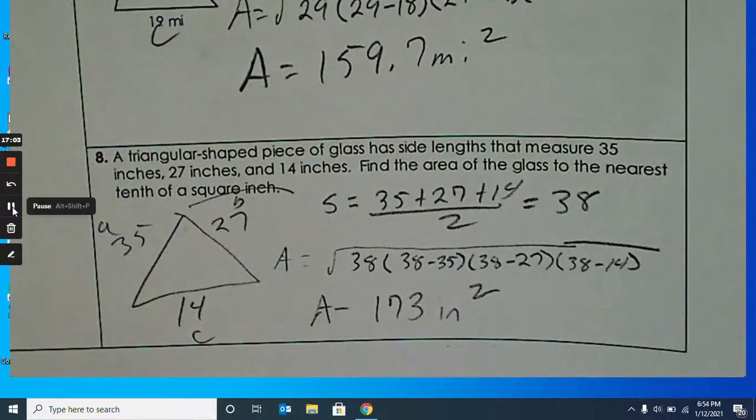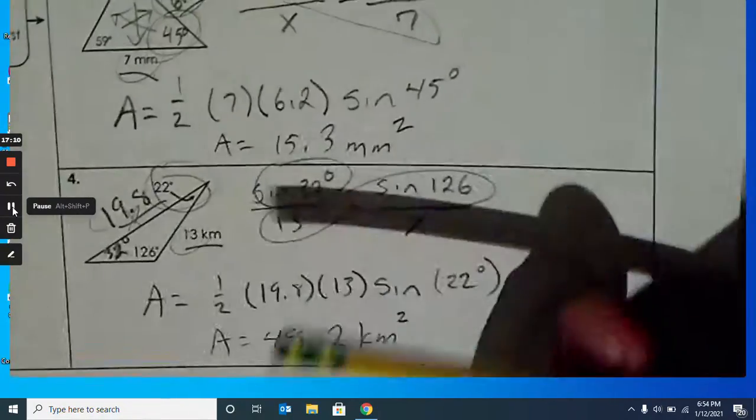Okay, and that's how you find the areas of the triangle. Okay, pretty straightforward. Not much to it.